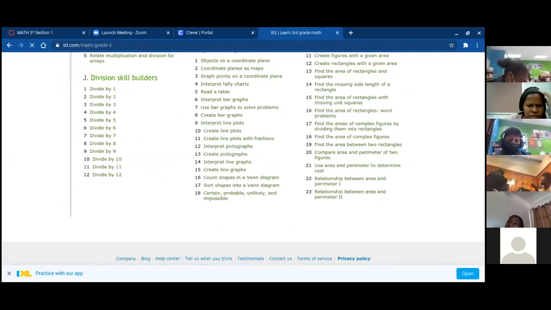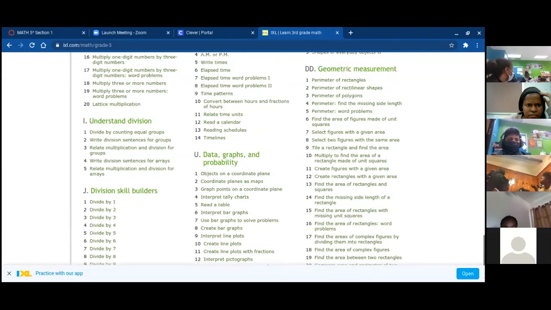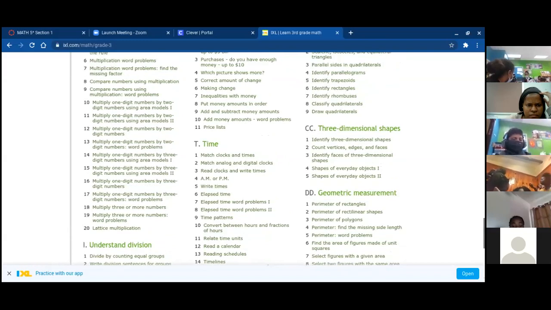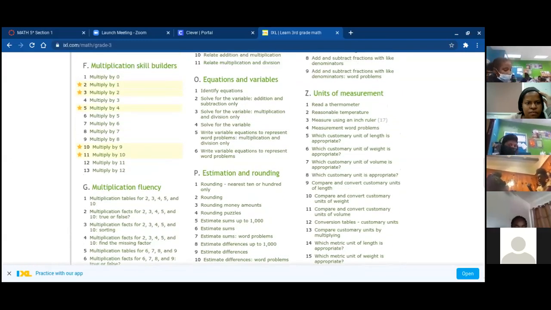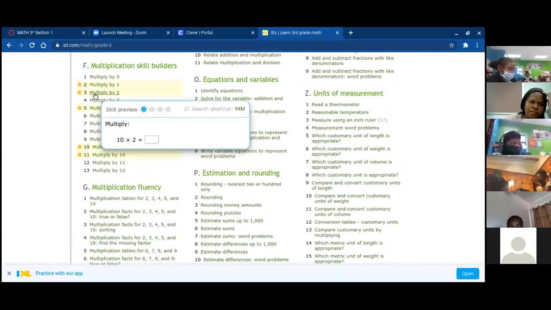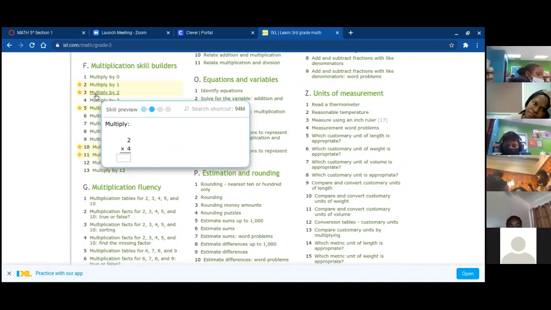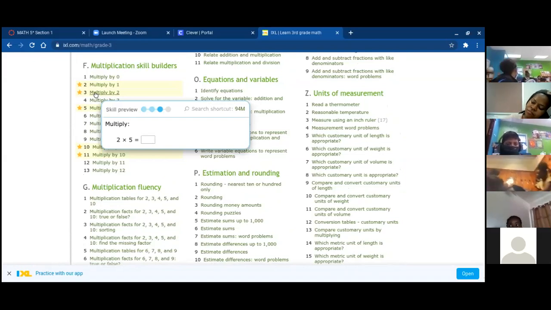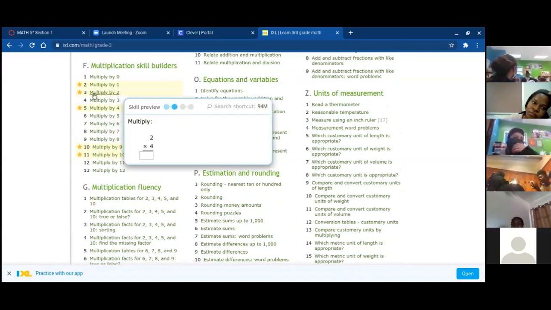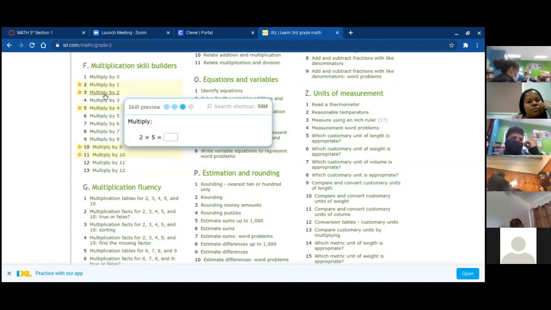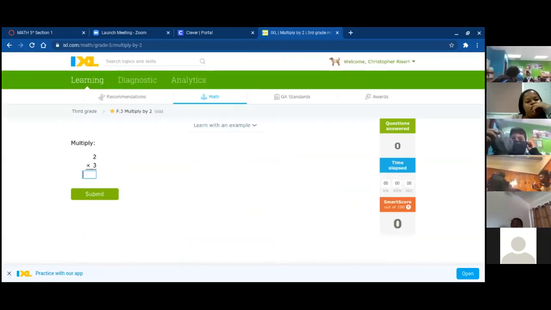Scroll up a little, too far down, I believe. Okay, Christopher, go to number three, letter F, number three, multiply by two. That's it. Go ahead and click on it, Christopher. All right, 2 times 3 is what, Christopher?